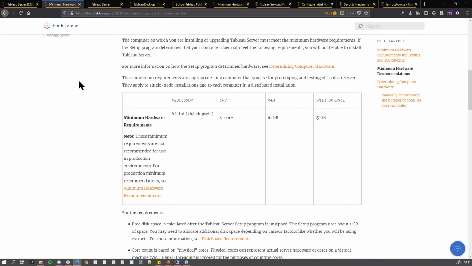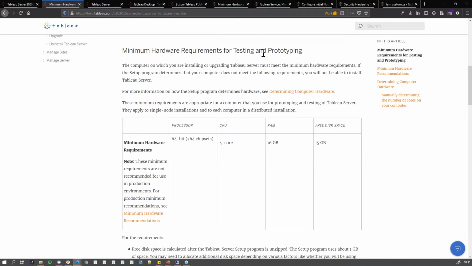So if you look at these, what I'm showing you currently is what Tableau calls the minimum hardware requirements for testing and prototyping. So you need 64-bit. Tableau stopped supporting 32-bit a while ago, mostly because very few OSs support it. Windows has 32-bit options, but otherwise most of the OSs do not even support 32-bit, and you always have processors that are 64-bit. And then you need a 4-core CPU, 16 GB of RAM, and 15 GB of disk space. Now, my humblest recommendation, please do not install a server with those specifications.